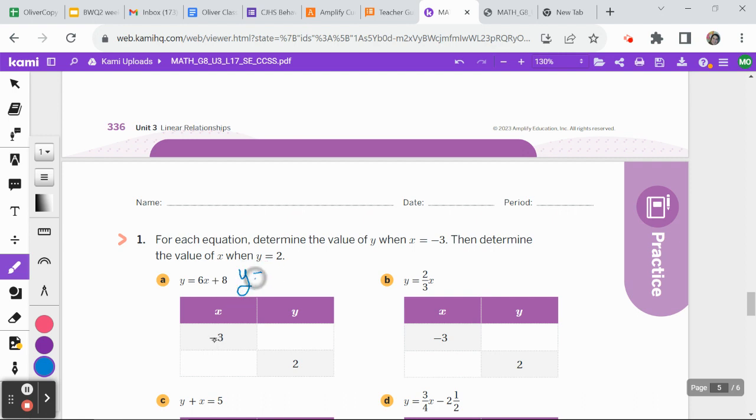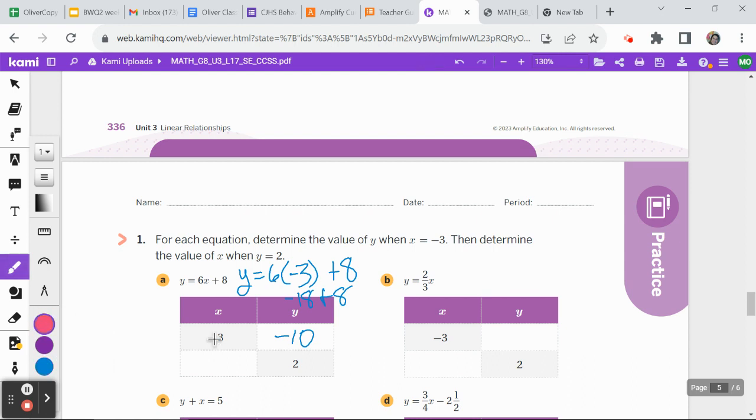So y equals 6 times -3 plus 8. Well, 6 times -3 is -18 plus 8. That makes -10. Okay, and then you need to do the opposite for the next one. You're plugging in 2 for y.